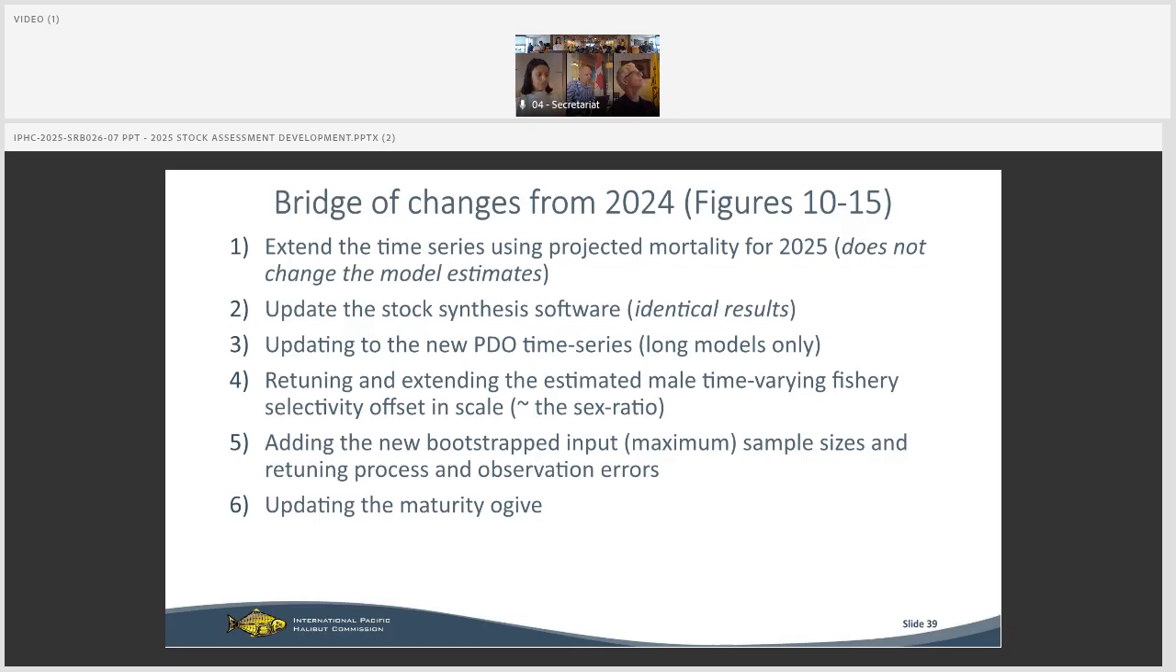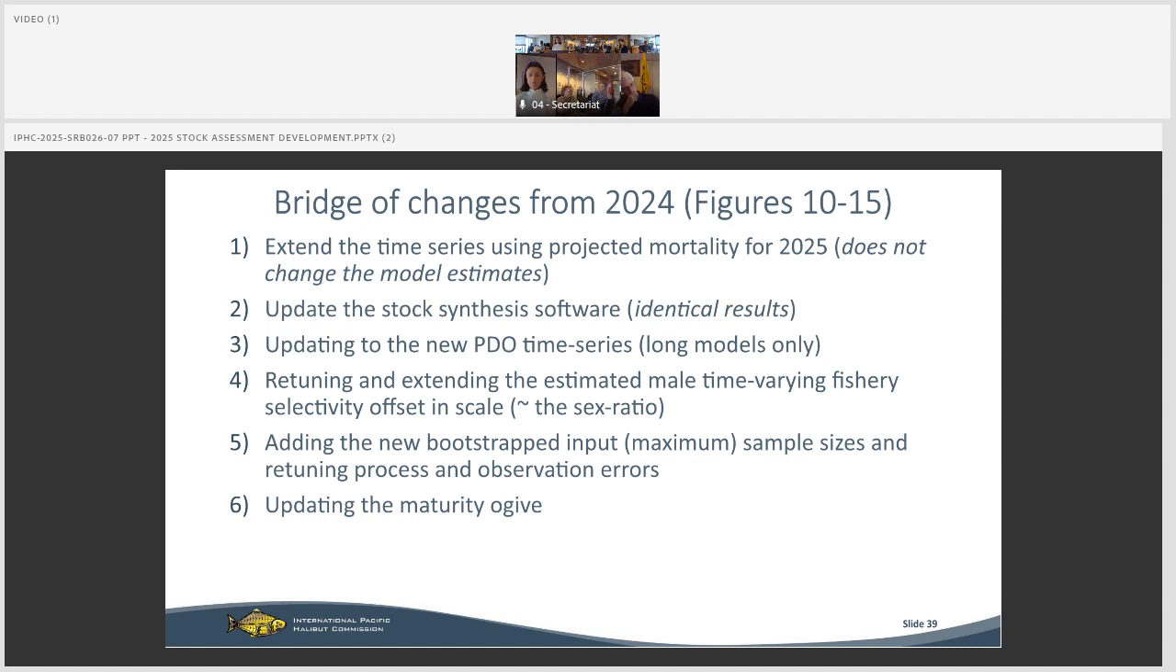So I started with last year's final finished stock assessment model that fed into the annual meeting results. And I went through 6 different changes here. The first one is just extending the time series. So that actually doesn't change anything. I'll always do that first so that then this year, every bridging model has the same time series. And you can clearly see the effect of every change we've made since last year.